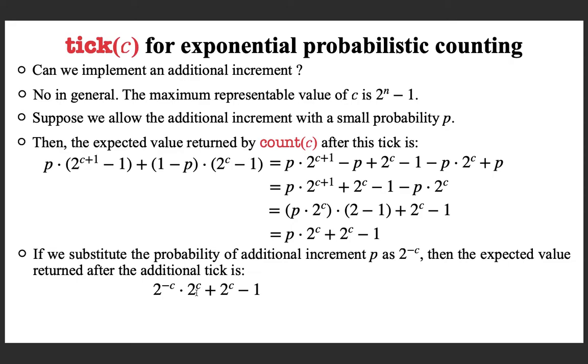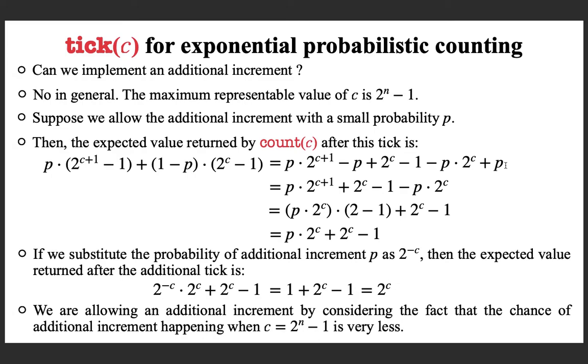So what is it? The first term is 2 to the power minus C multiplied by 2 to the power C, which is 1. So it is 1 plus 2 to the power C minus 1, which is equal to 2 to the power C. This is exactly what you want to return, because what you are storing in C is log T to the base 2. So if you return 2 to the power C, it is the correct value.